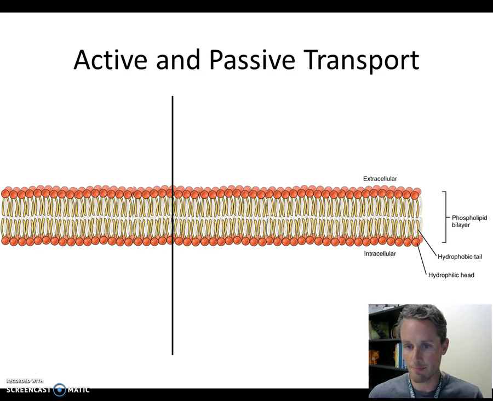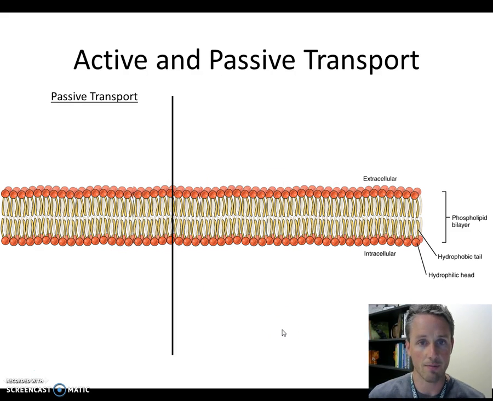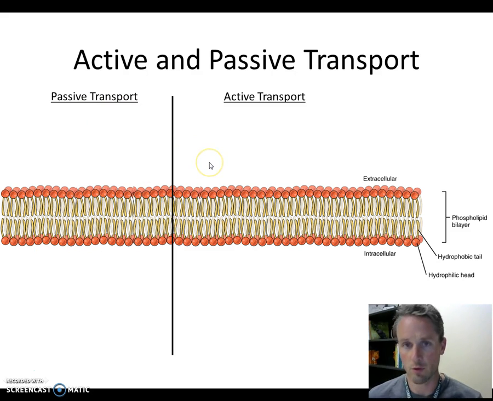So I'm going to divide my membrane here in two halves, and we'll put active on one half and passive on the other. Again, here's our membrane with the phospholipid bilayer, with the hydrophobic interior and the hydrophilic head groups pointing out. And we're going to talk about passive transport. I'll do that on the left side of this line. And then we'll talk about active transport. I'll put some details on the right side of this line. So these are the two ways in which we can get things across the membrane.